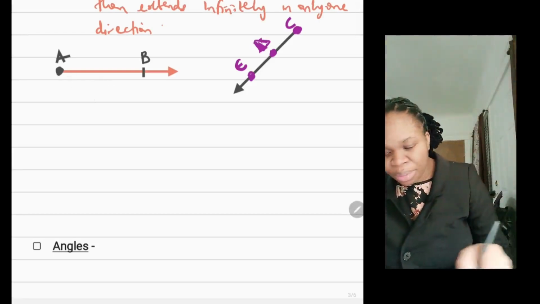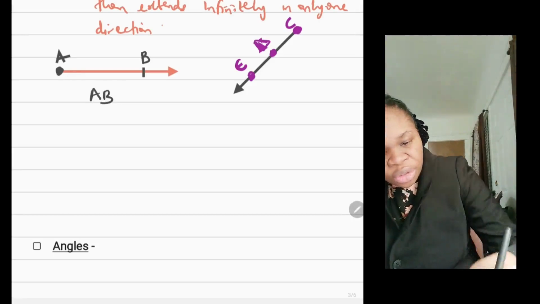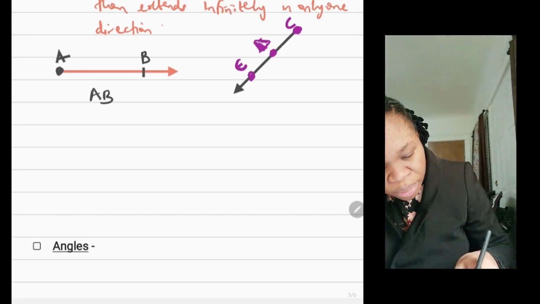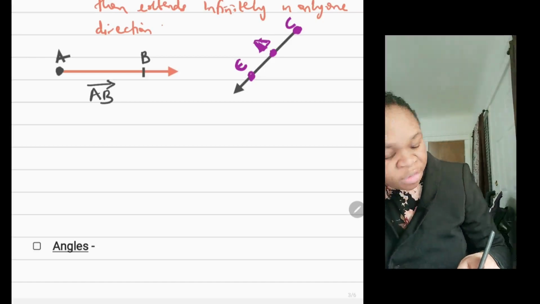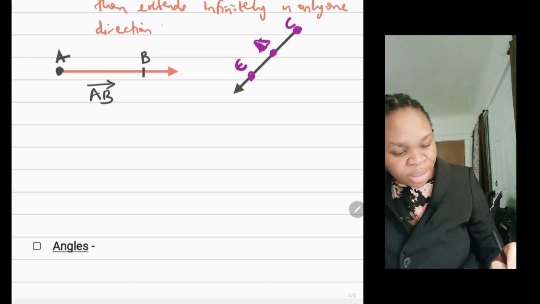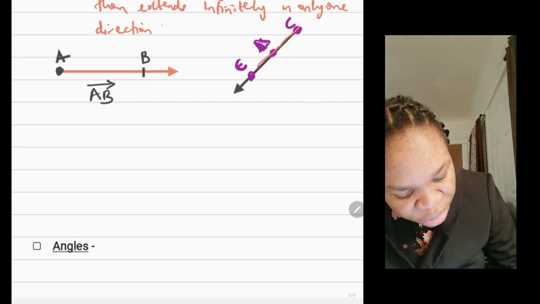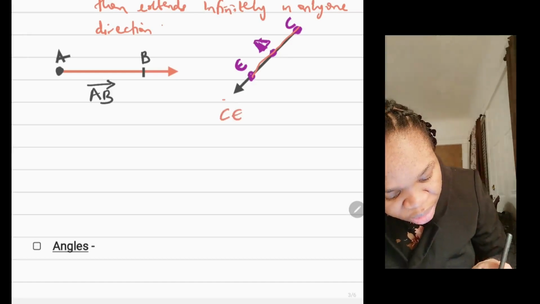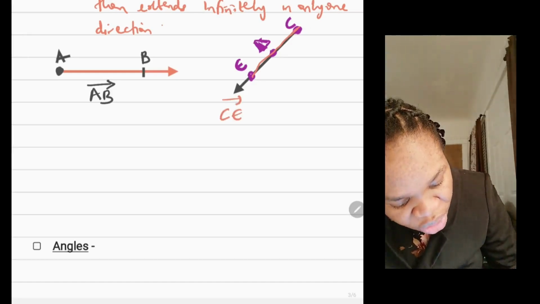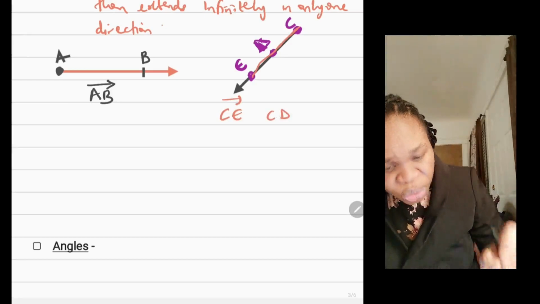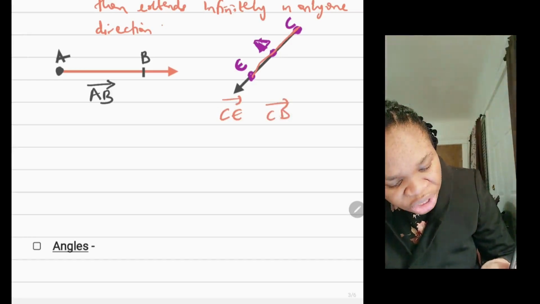So how do I name this? For the first one, I have AB. The end point will be the first one, AB, and you have the arrow as this. So here, the second one, we have CE. We can have CE, and we can have CD. But wait, can we have DE?